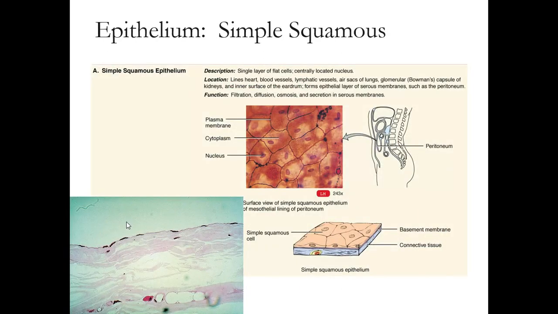All right, so here's another picture of simple squamous. So this is some of that peritoneum. And we can see in cross-section, it's very, very thin. There's the flattened nucleus. And this is just looking from the side. Top down, it looks kind of like tiles.